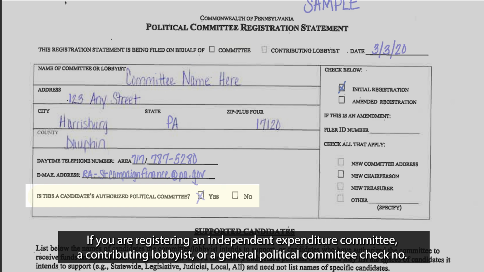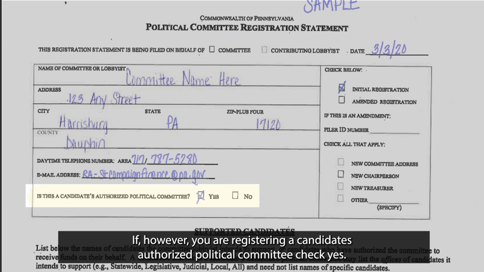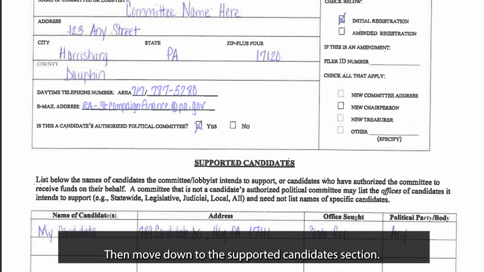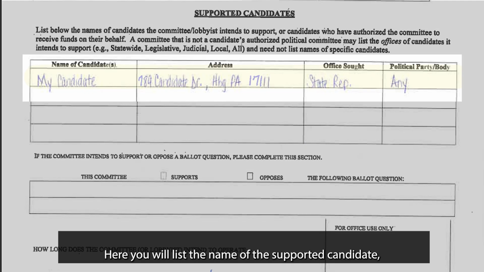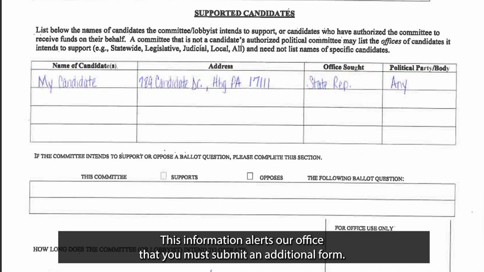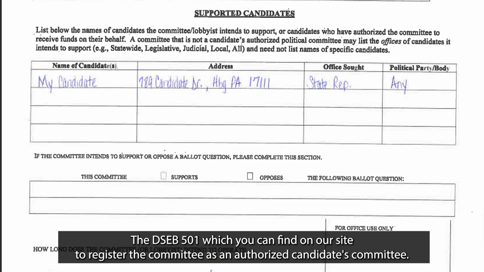For the next question, if you are registering an independent expenditure committee, a contributing lobbyist, or a general political committee, check No. If, however, you are registering a candidate's authorized political committee, check Yes. Then move down to the Supported Candidates section. Here you will list the name of the supported candidate, their address, the office sought, and their political party. This information alerts our office that you must submit an additional form, the DSEB 501, which you can find on our site, to register the committee as an authorized candidates committee.